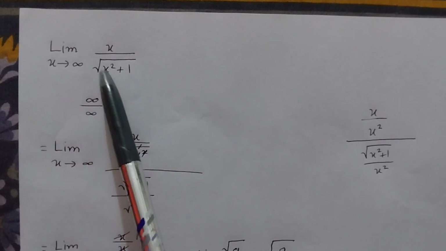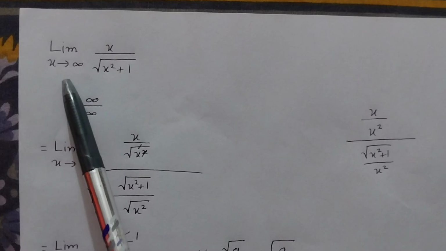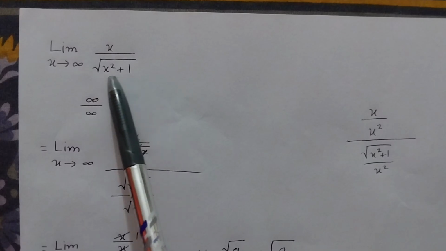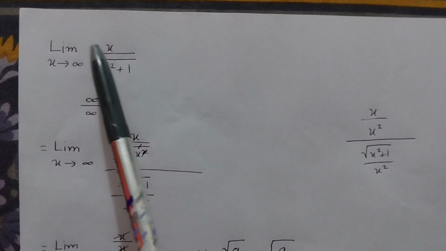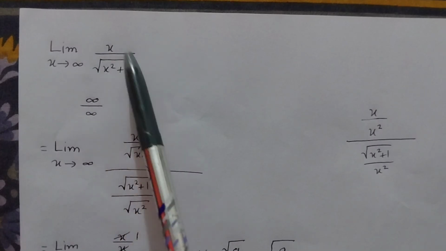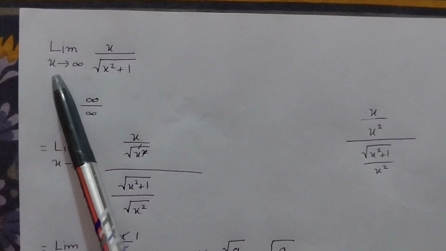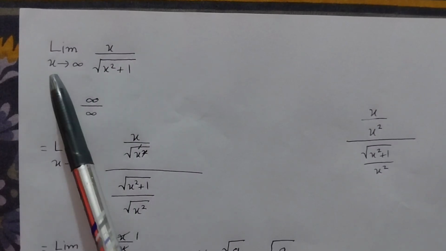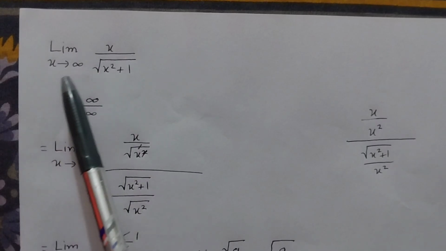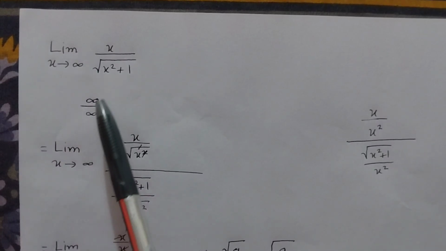Today we are going to evaluate this limit, and the limit is the limit as x approaches infinity of x over the square root of x squared plus 1. And so we have to find the value which this function approaches when x is a very large positive number, or gets very huge.